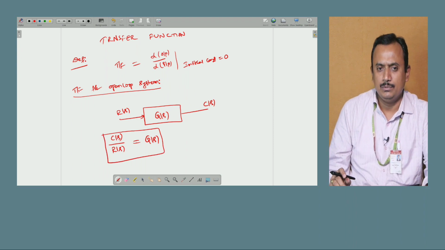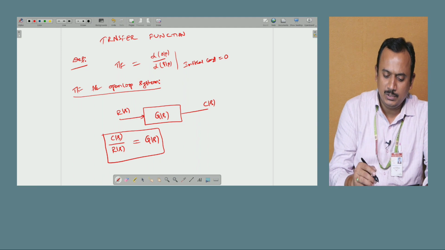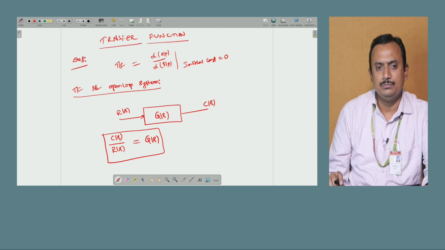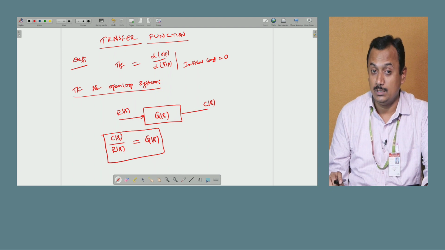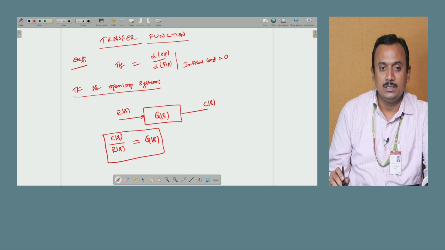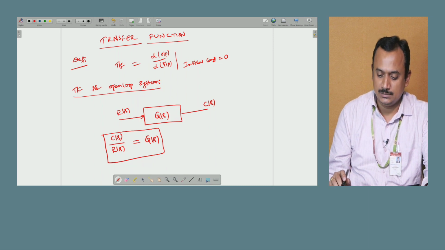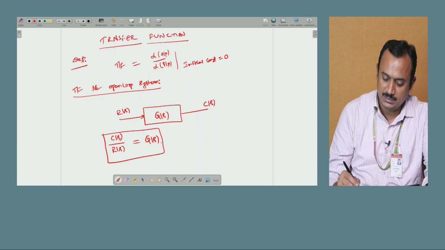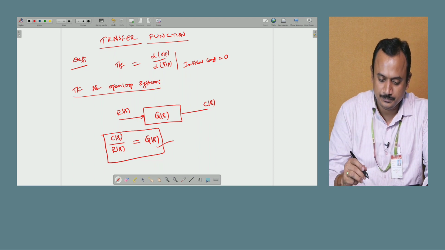Now here, if you look at the importance of the transfer function, the transfer function gives you the mathematical modeling of the system, that is, C of S by R of S is equal to the system. Here for an open loop system, the system is represented as G of S.